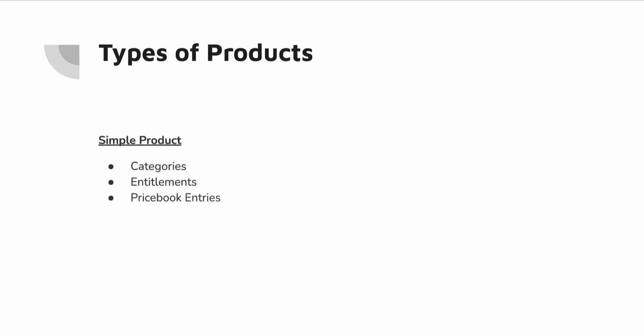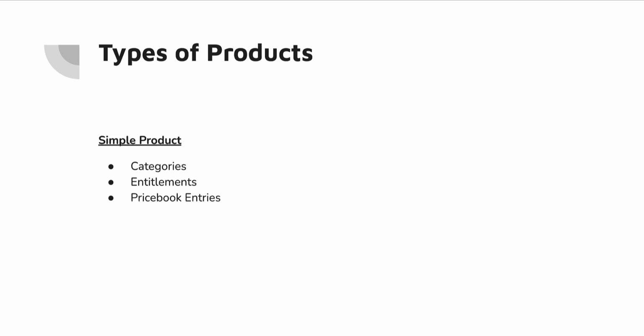So a simple product is what it means. It's simply a product. It is a single level. This is where you apply categories, entitlements, the price book entries, all the details about the products. And that's what shows up on the storefront. And when you go to the product detail page, you can simply view that information and click add to cart or add to list. And it's really that easy.